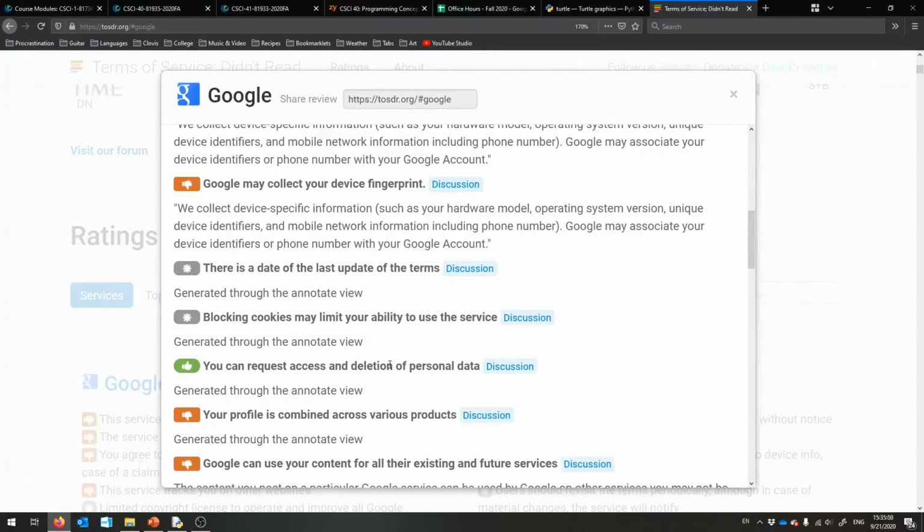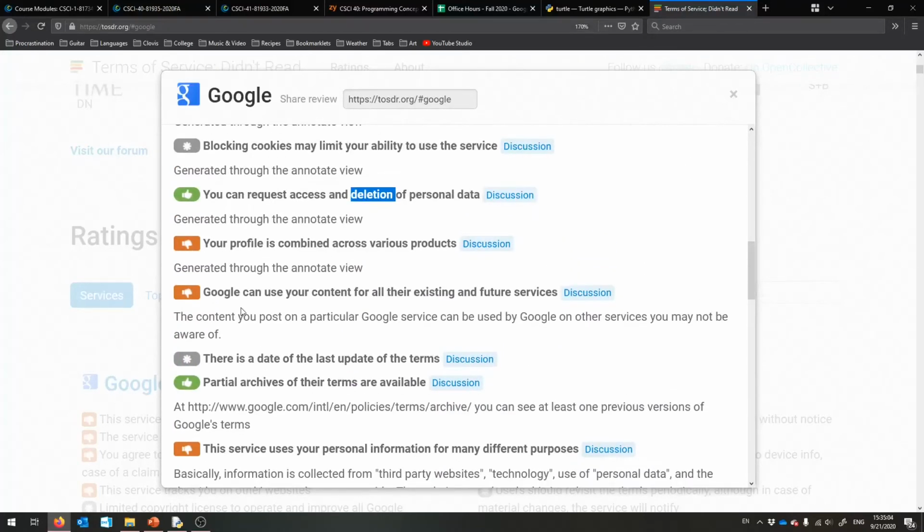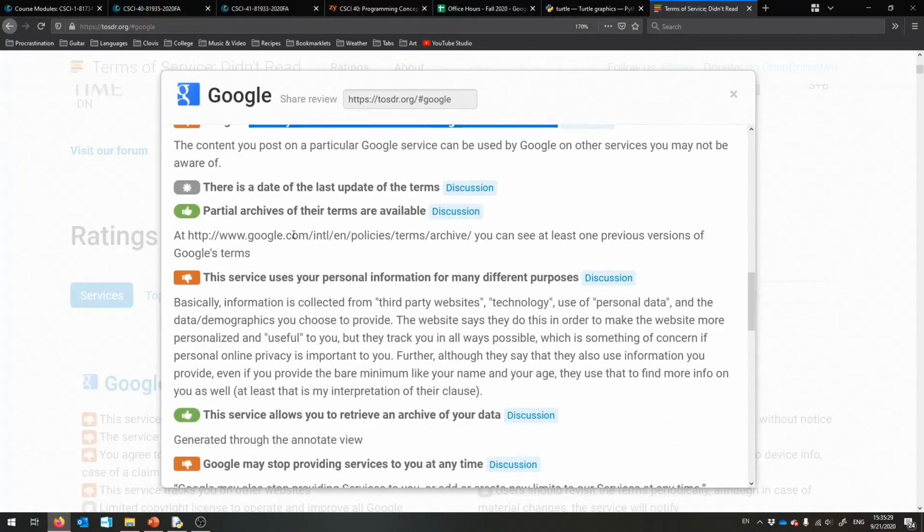You can delete your personal data. That's the first plus sign, first thumbs up that we've seen so far, isn't it? Let's see what else. Can use your content for all their existing and future services. So, interesting. Maybe if you post something on Google, like save your images on Google Images, they can use that information to train their machine learning models, or maybe to advertise things. That's kind of weird.